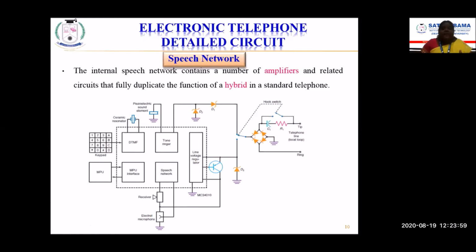So what is a hybrid? It converts the 4-wired line from the handset to a 2-wired line, that is the twisted loop, which is connected to the local loop, that is to the telephone exchange. So it performs the same operation as that of a hybrid. That is the functionality of the speech network.